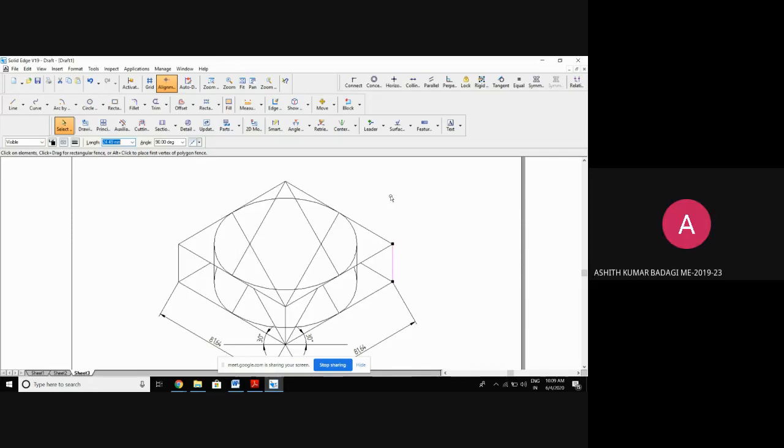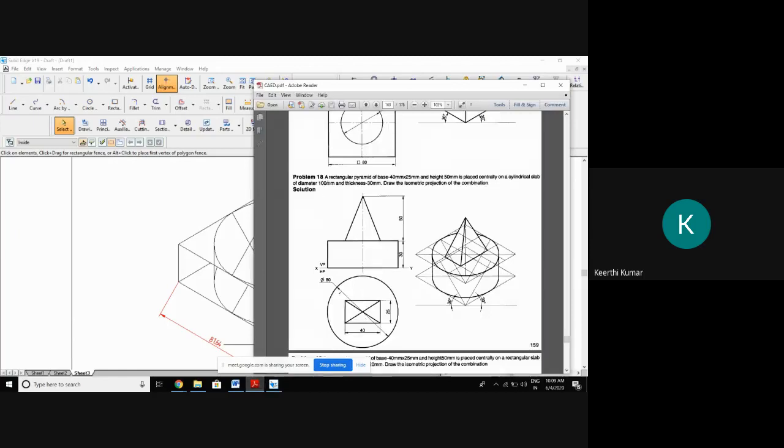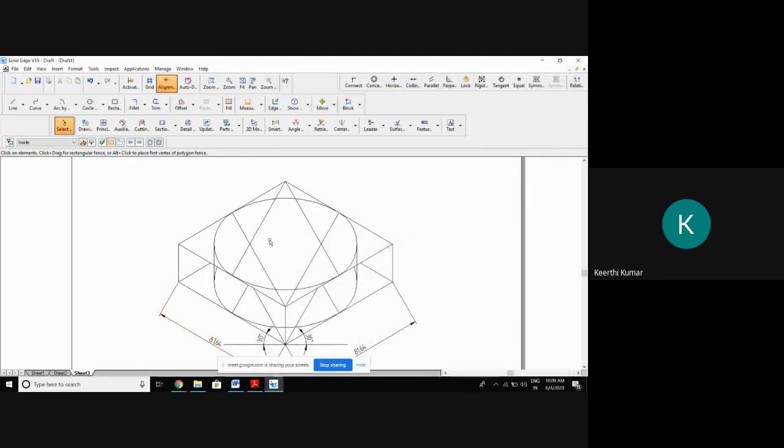Yes, sir. Okay. Above this, what do I want to place now? Read the question. A rectangular pyramid. So I want to place a rectangular pyramid. What should the base of the rectangular pyramid be? It's supposed to be in the form of a rectangle only.